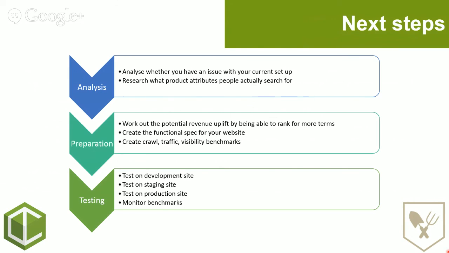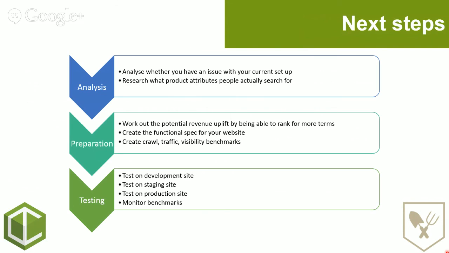Basically everything. The next steps for you are to go away and analyze whether or not you have an issue with your current setup. Over-indexation is one of the most common ones, but so is under-indexation or duplication. Research what product attributes people actually search for.